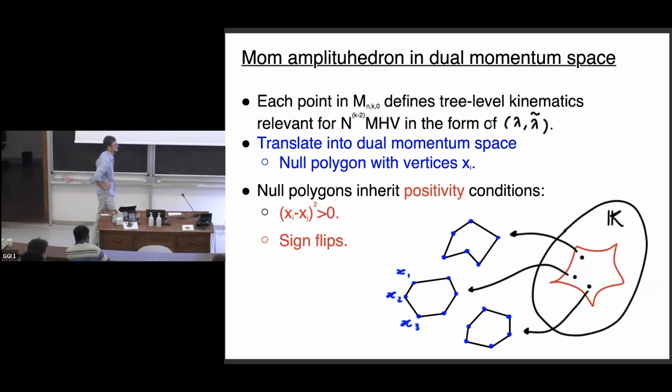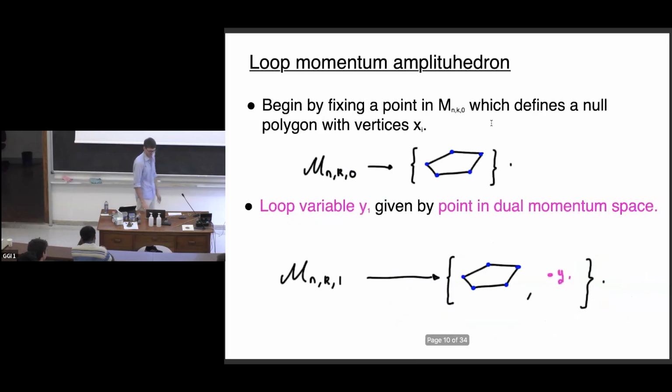Okay. So just to recap again, when I draw this picture, every point in the red region we're going to think of as a null polygon in dual momentum space. So that's the situation at tree level. The data we have in dual momentum space is just some null polygon. But in order to talk about loops and the loop amplituhedron, loops are described in dual momentum space by points. So at one loop, what we have now in dual momentum space is a null polygon together with some additional points, y1.